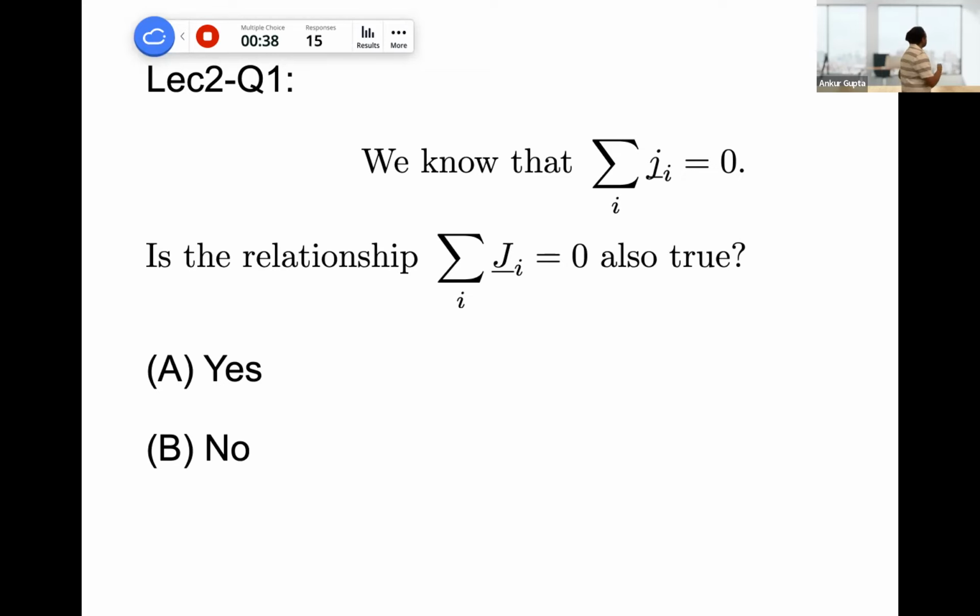So we know that small ji is true, as was just asked. Do you think that the relation capital Ji is equal to 0 will also hold true? Okay.